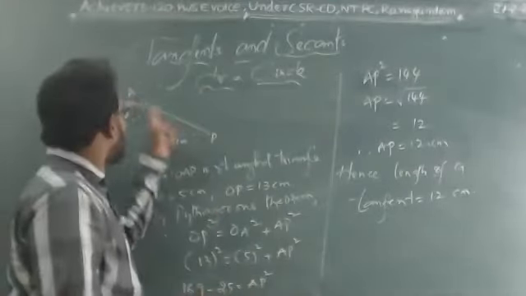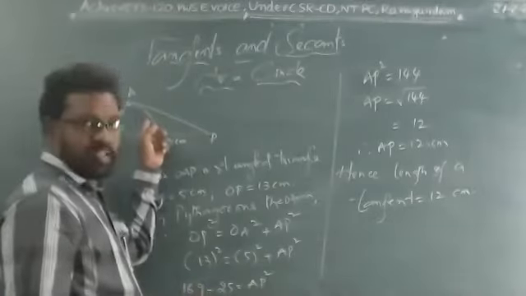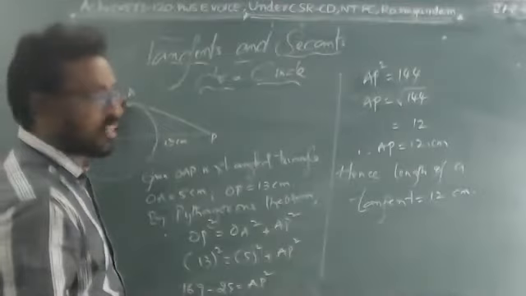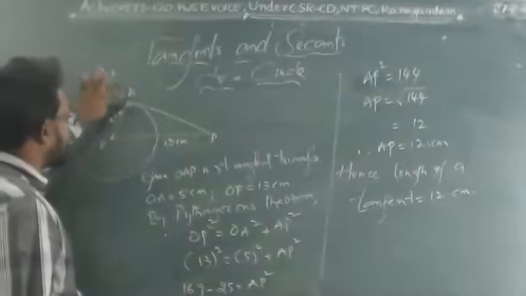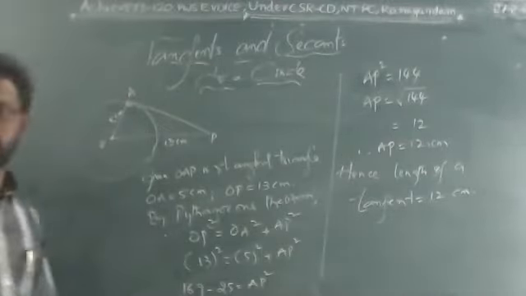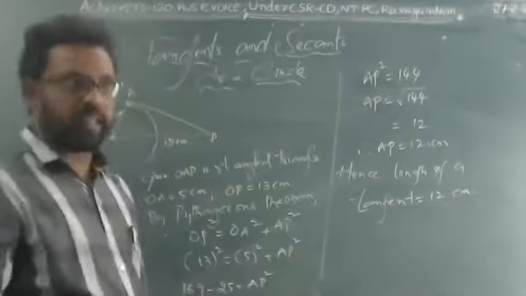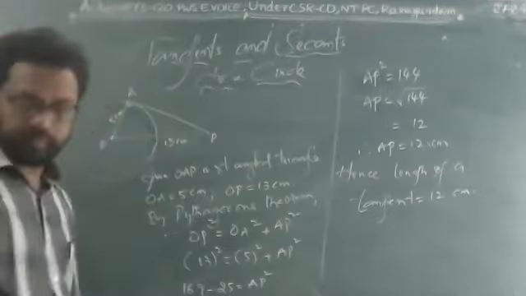AP is the tangent to the circle on this side, and A is called the point of contact, where the tangent touches the circle. So that's one of the problems, and I will go with one more.